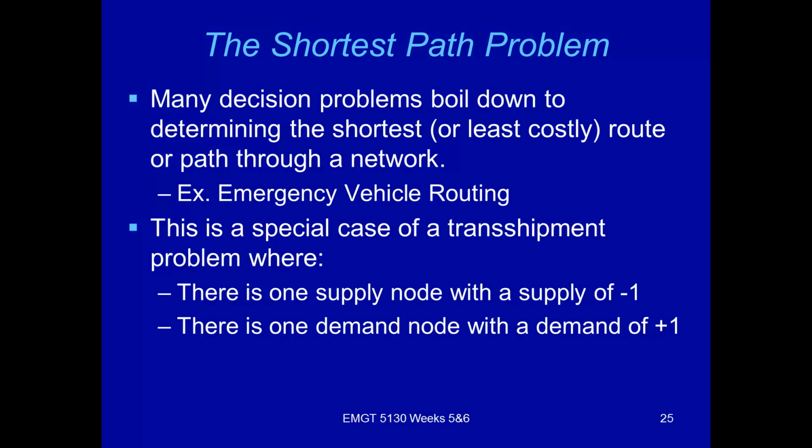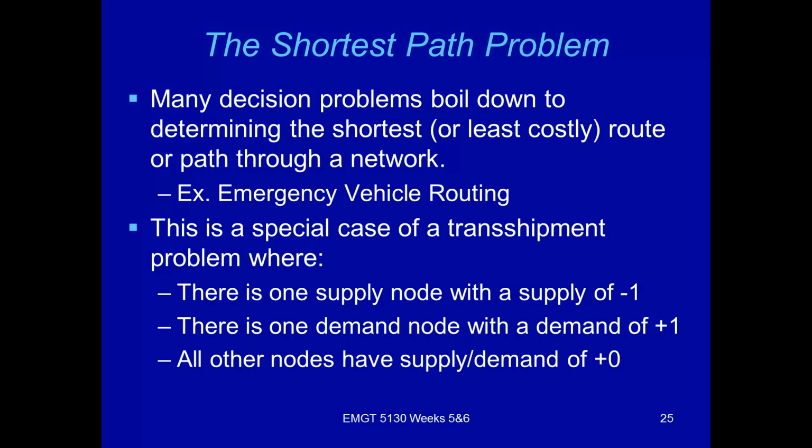Okay, and this is a special case of the transshipment problem because we assume that in this case there is only one supply node, with a supply of 1, and one demand node with a demand of 1, and all other nodes have a supply or demand of 0. Think about it as transporting this one car from the starting point to the destination point. That's why you have a supply of 1 and a demand of 1.